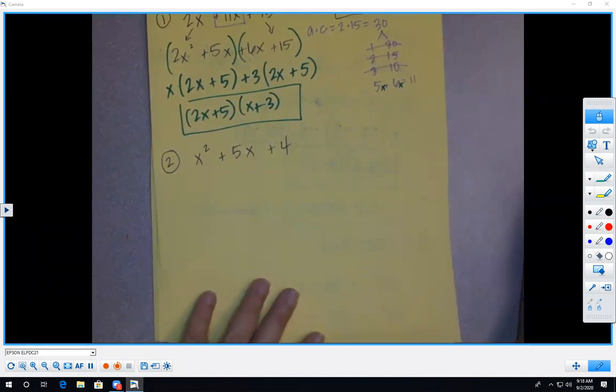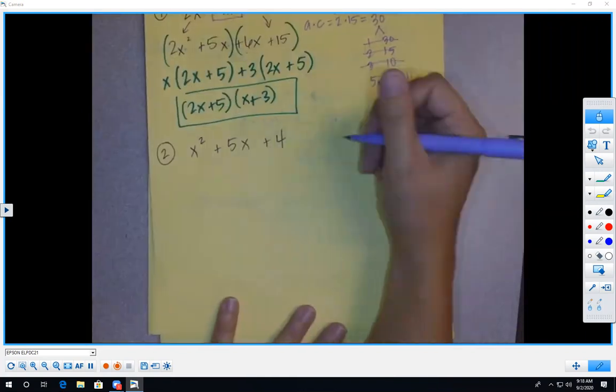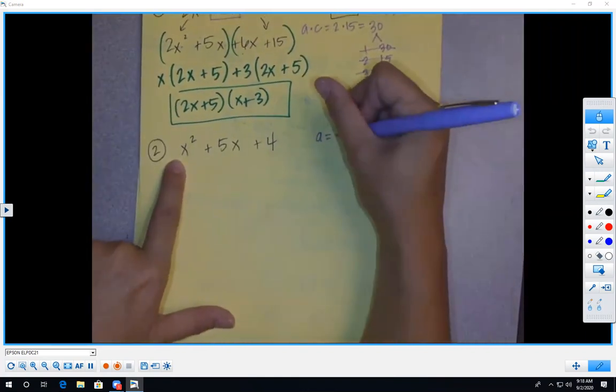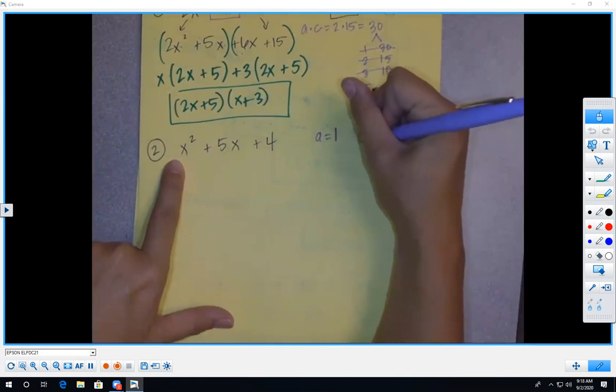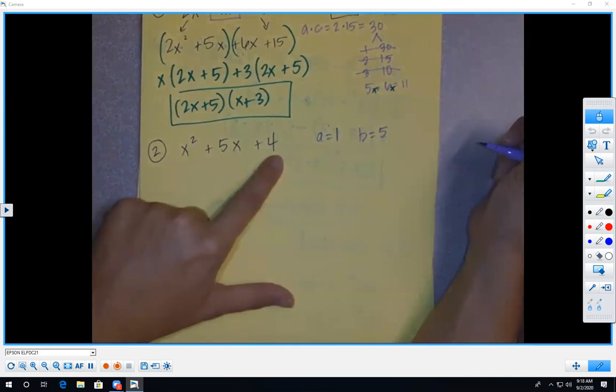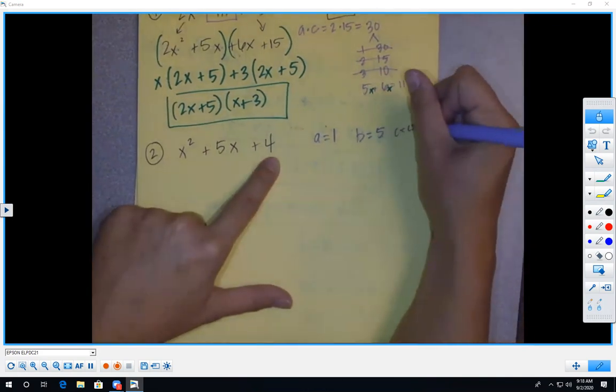Okay, so first thing I'm going to do is tell what my A, B, and C are. What's my A value here? 1. The number in front of x squared is 1. What's my B value? 5. And then my C value is 4.